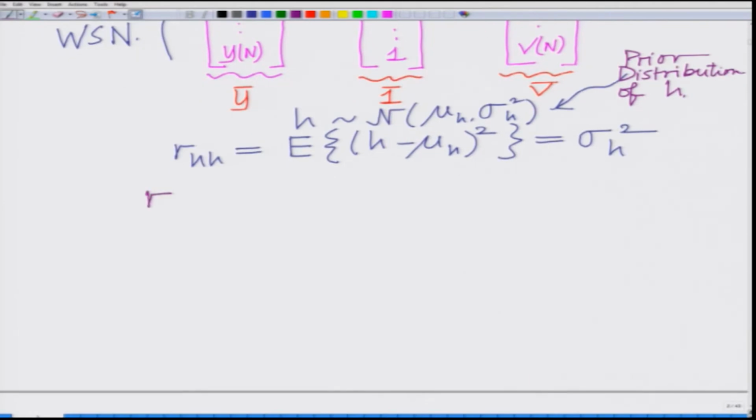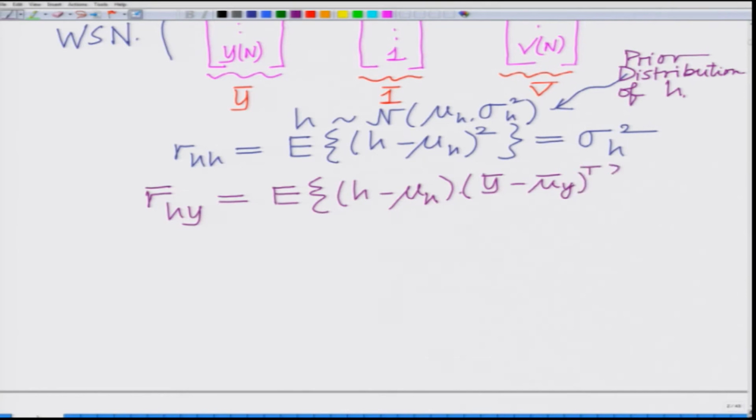Further, we have R bar h y, which is going to be a vector. This is going to be the expected value of h minus mu h into y bar minus mu bar y transpose. We have already evaluated this quantity r bar h y. This is going to be sigma h square into 1 bar transpose. Okay, this is going to be sigma h square into 1 bar transpose, that is it.